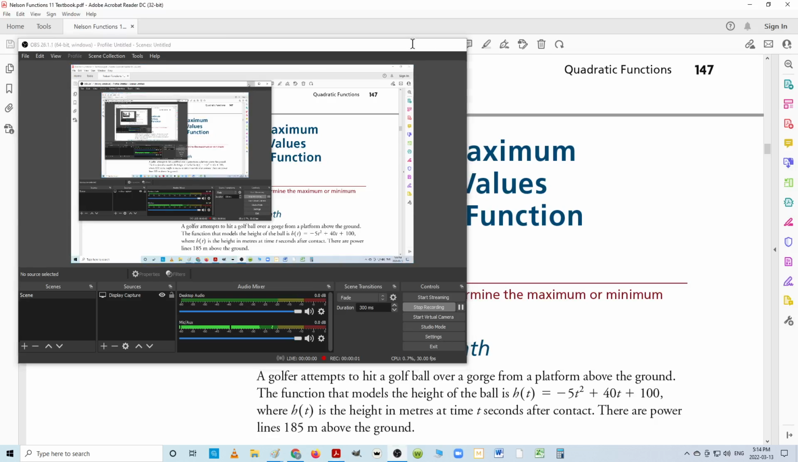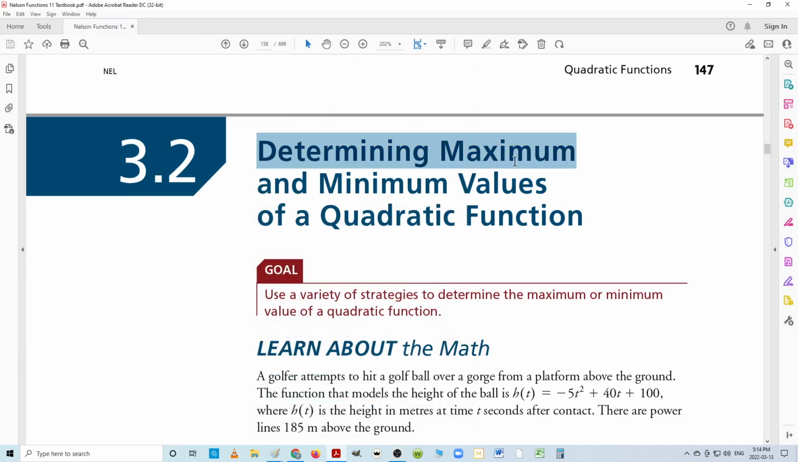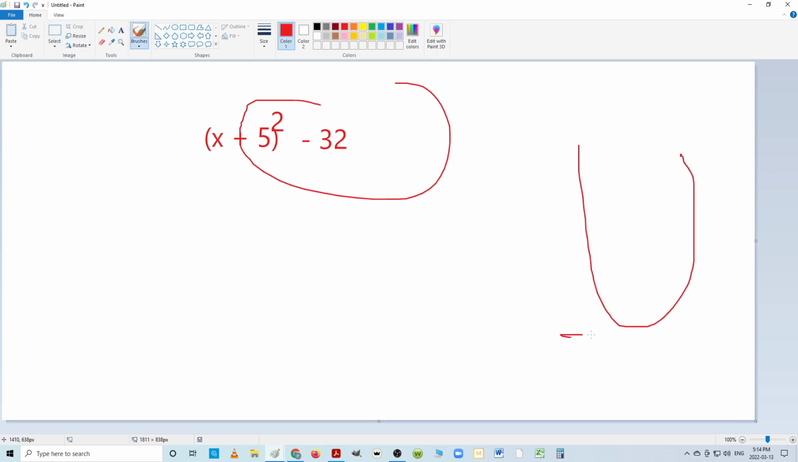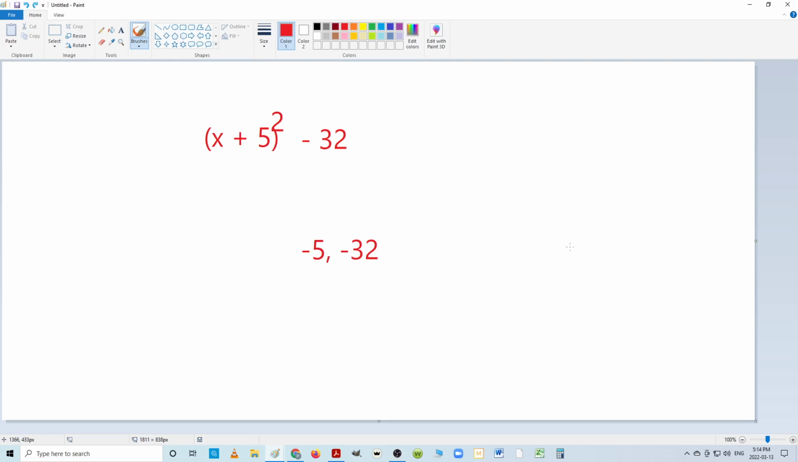And so that brings me, after completing the square, to determining the max and minimum of a quadratic function. What you're going to learn is that all quadratics, such as this one, either face up, and their vertex is there, or if there's a minus up front, they face down with the vertex there.